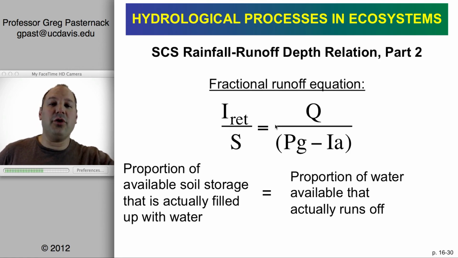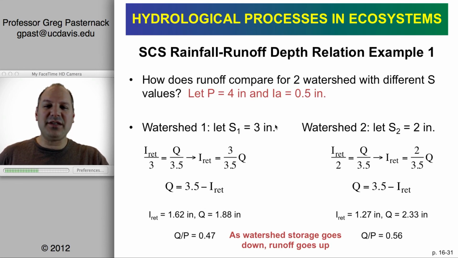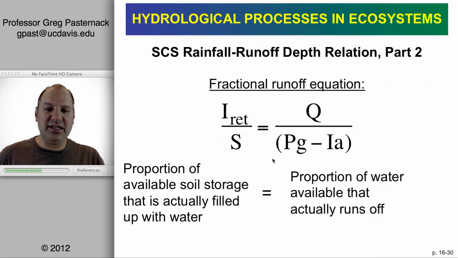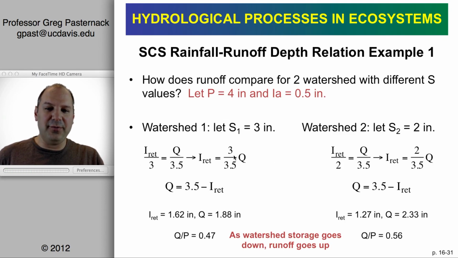Without going any further, let's just try to understand this, because there's just no way that we just pull this out of a hat. It can't possibly make any sense. But let's just play with some numbers. Okay, so let's look at two different watersheds with different storage capacity. So in this case, S is total storage of water that we can have. So let's have a rainfall of 4 inches in this storm, and let's have an initial abstraction of 1/2 inch.